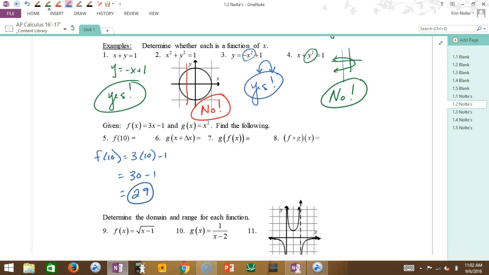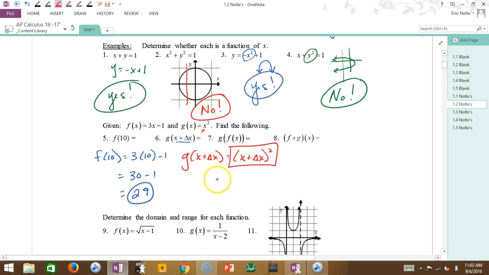Okay, number 6, we've got g of x plus the change of x. So we're going to plug x plus the change of x into the x of our g function. So this is going to turn into x plus the change of x, all squared. Technically I can leave it like that and be done. That is okay to leave it in factored form.